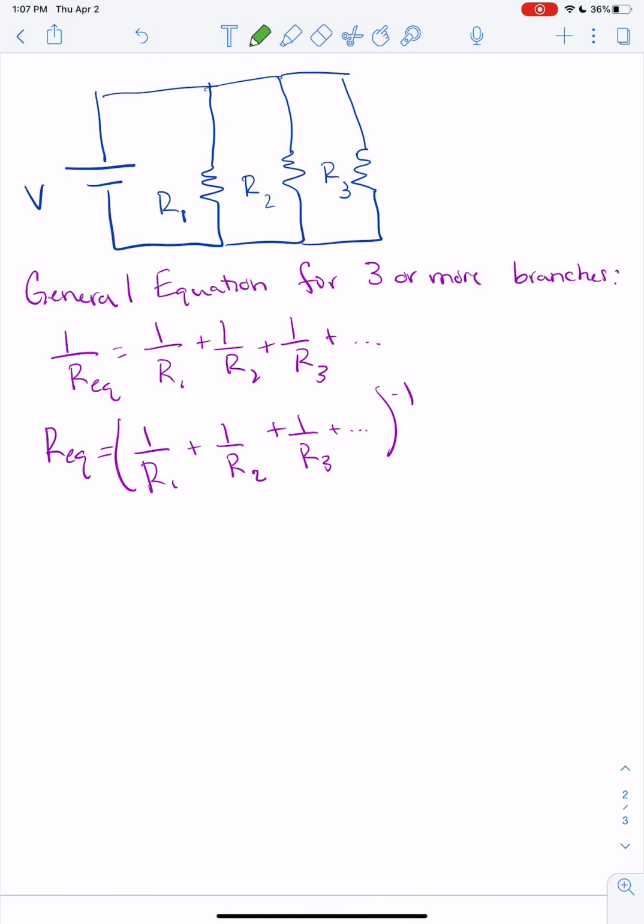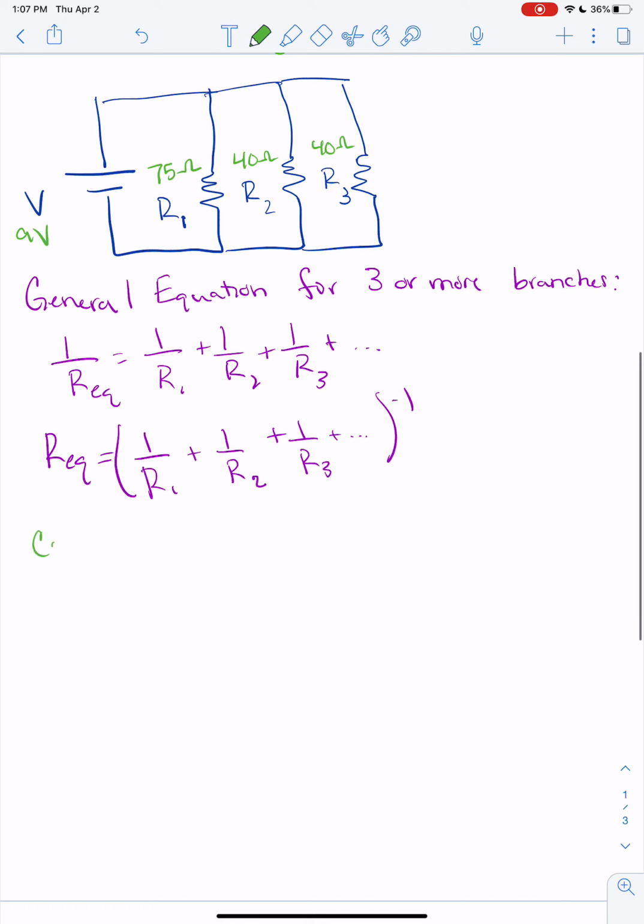So let's say in this case, we still have a 9-volt battery, and our first resistor is going to be 75 ohms. Our second one is going to be 40 ohms. And our third is also going to be 40 ohms. Okay. So let's say again, we're trying to find the current through the voltage source.